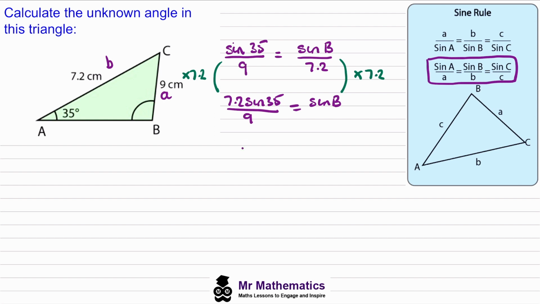This works out as 0.4589 to 4 decimal places. This is the sine of B.